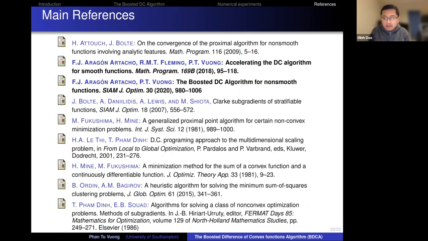Maybe I have one question. Can you control the step size lambda? What step size lambda? The trial step size lambda bar? No, I think because in some result you need that lambda k is bounded, right? Yes.